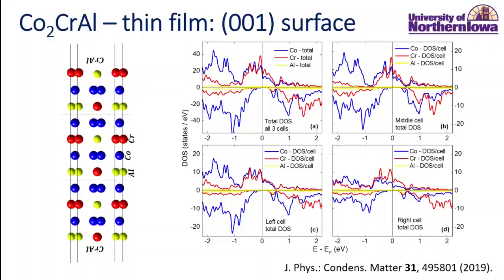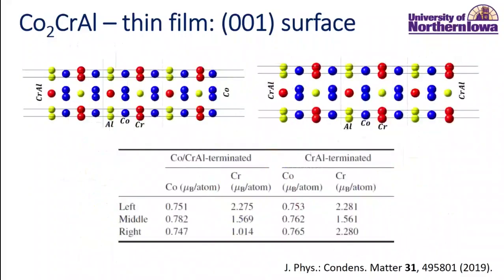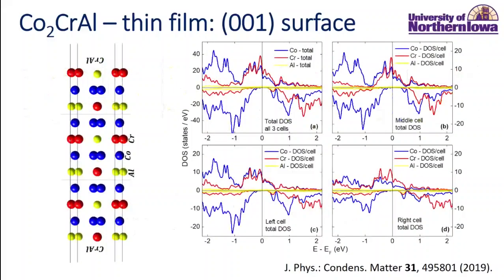Not surprisingly, the only difference here is that the number of cobalt states is reduced for this top cell, but this is not surprising. We just removed one layer of cobalt, so we just get a reduction of the number of states of cobalt, right? So before I jump to the next slide, what is the main conclusion here? If this material can be synthesized in thin film geometry, and if it can be synthesized with chromium-aluminum termination, potentially this material should behave as a thin film half metal.